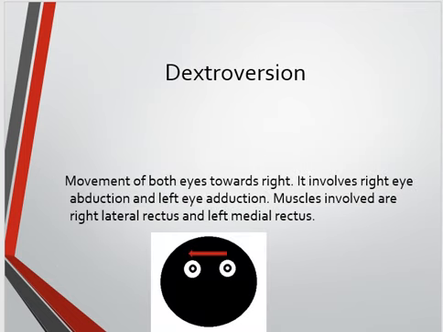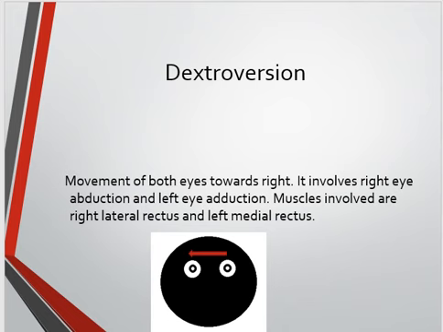Let us try to understand these terminologies with an example. Dextroversion means dextro is right, version is binocular movement. So movement of both the eyes to the right. What are the muscles that bring about this movement? So when the person is looking to the right side, the right eye is moving towards the outer corner, that is right abduction, and the muscle responsible for abduction is lateral rectus.